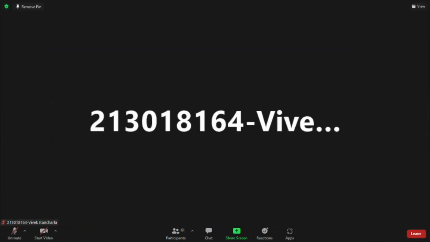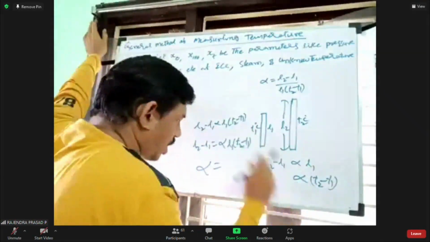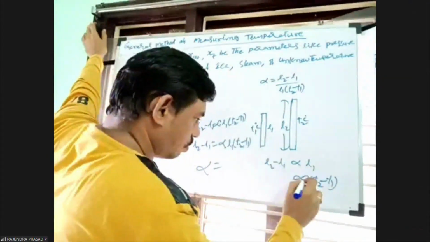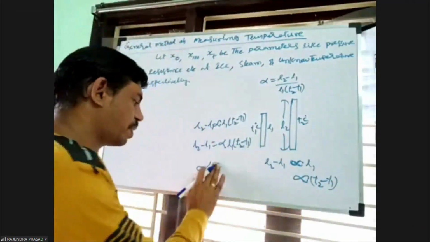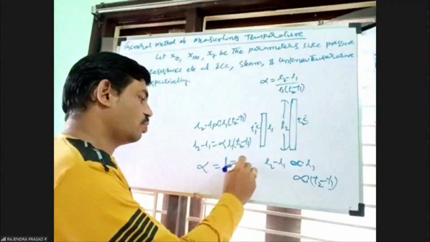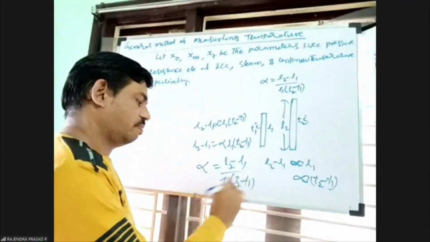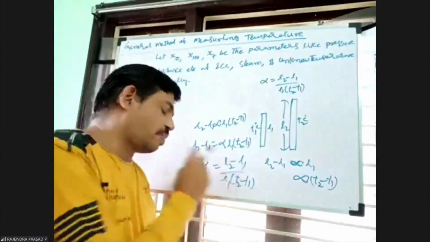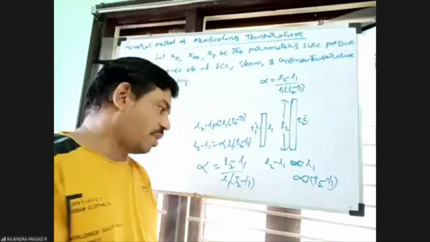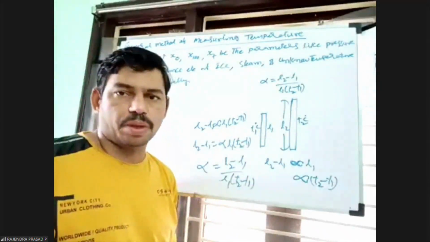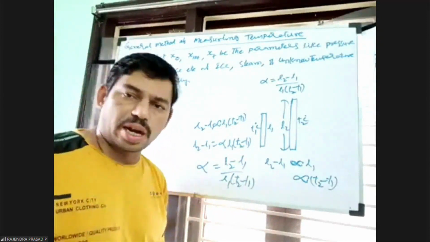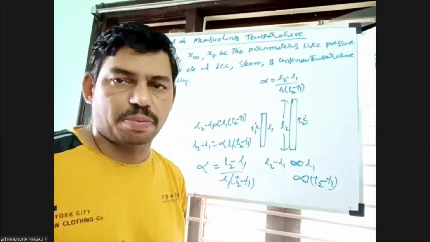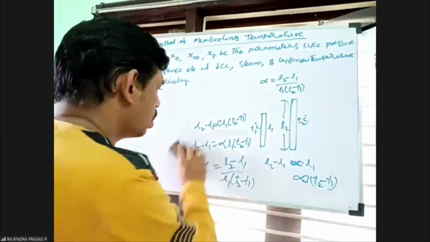So what is alpha? Alpha is the coefficient of linear expansion. This is the proportional constant. Alpha is equal to L2 minus L1 by L1 into T2 minus T1. For areal expansion it is A2 minus A1 by A1 into T2 minus T1. Cubical expansion is V2 minus V1 by V1 into T2 minus T1. Cubical means change in volume, areal expansion means change in area, and linear expansion means change in length. Similarly, the same concept applies to the next chapter, expansion of solids.